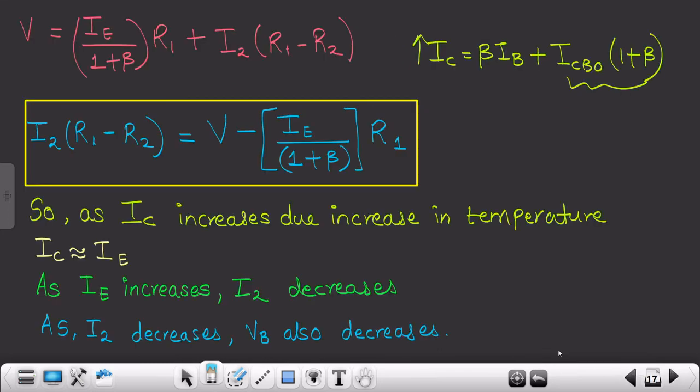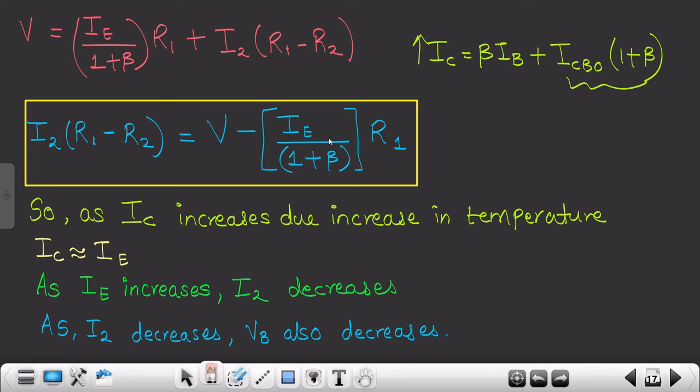Again, I would like to repeat this particular point. We derived this equation, and on the basis of this equation we concluded certain things. As IC increases, that means if the output current increases, and it is increasing due to temperature, as the external temperature is increasing, this value ICBO is getting introduced, or added, with beta times IB, right? So it is increasing the overall value of the output current. Great. And we all know that IC is almost equivalent to IE. And as IE is increasing, if IE increases, that means the emitter current increases.